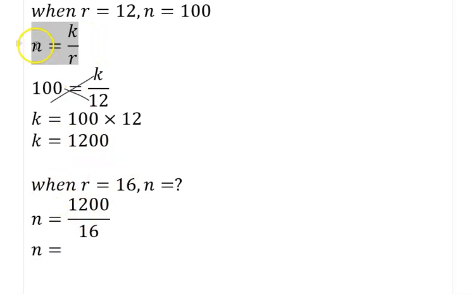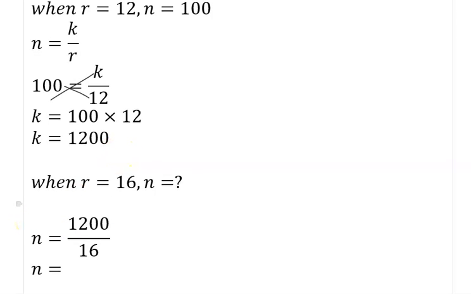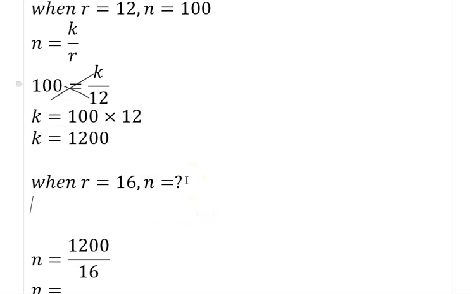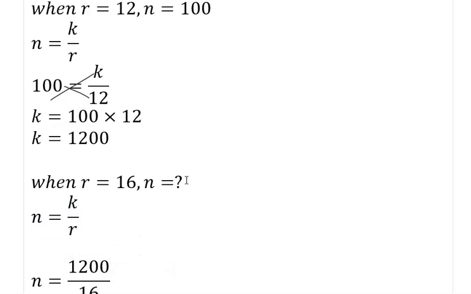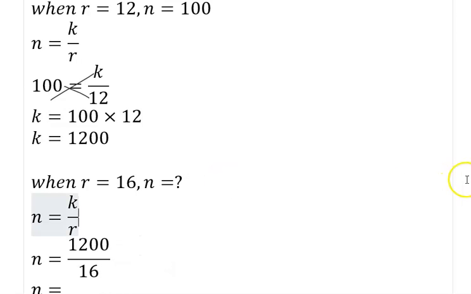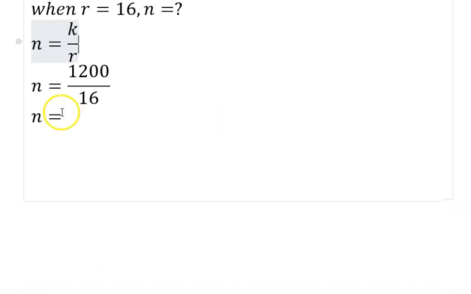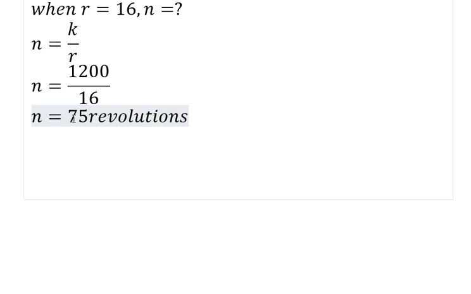Okay, for record purpose, let's keep this here. Beautiful. So our N will be what? If you bring out your calculator and punch 1200 divided by 16, it gives you 75. So the unit is in revolutions. So that's our final answer.